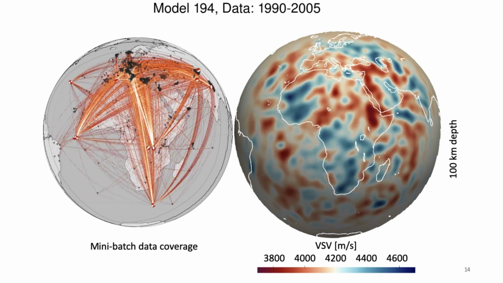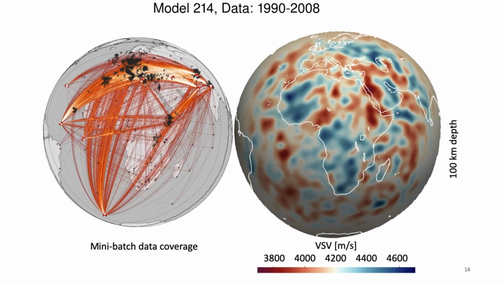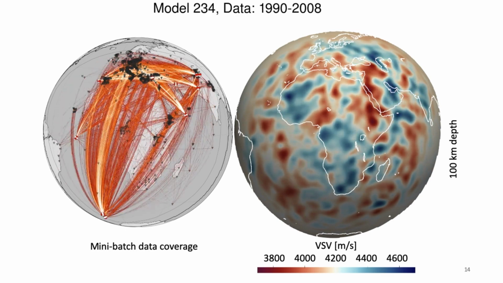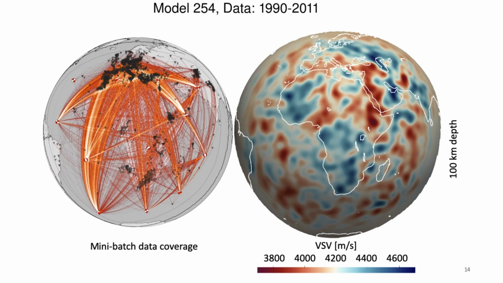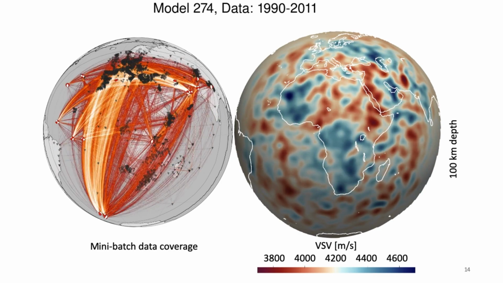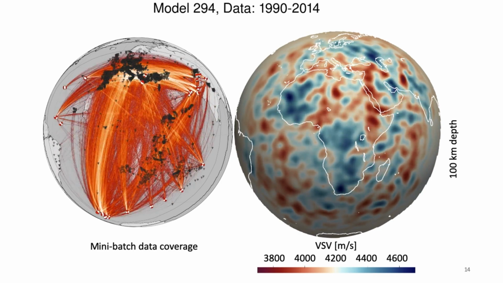In this example, we have kept the regularization constant to isolate the effects that the addition of new data has on this inversion, but in principle it's possible to adjust this to the size of the dataset, for example.